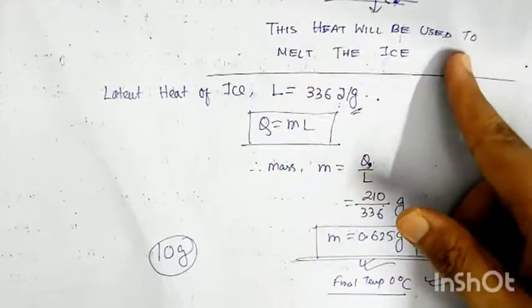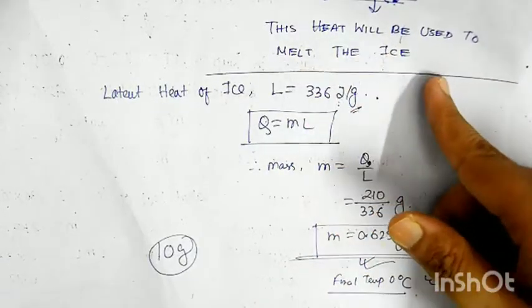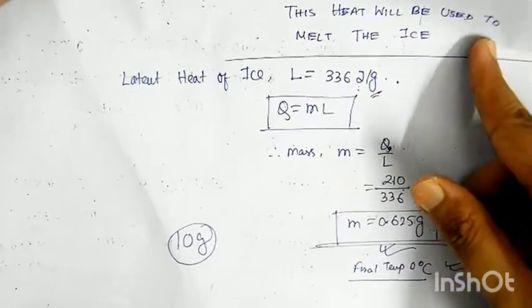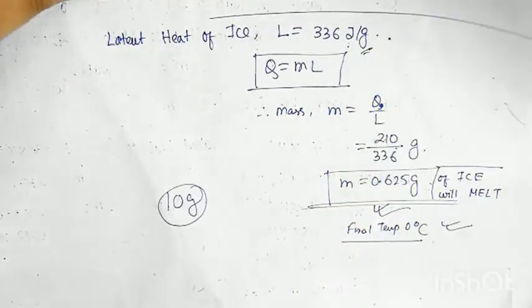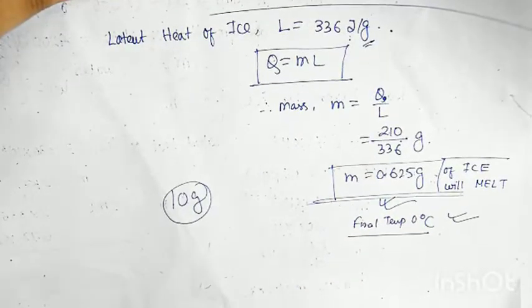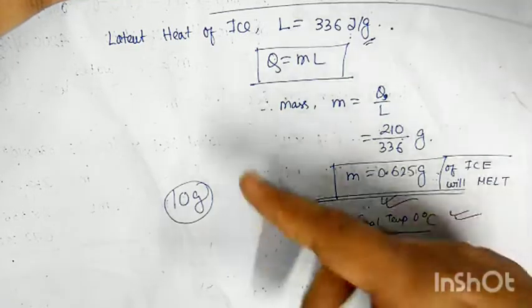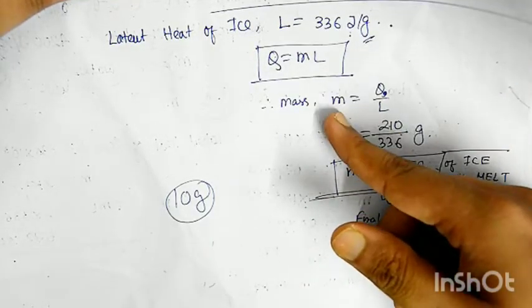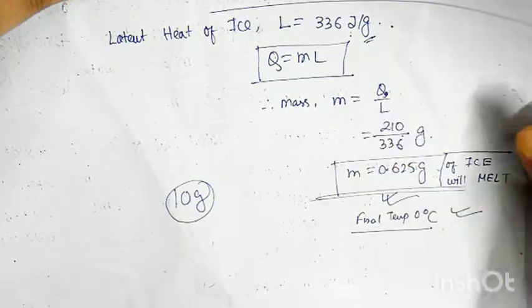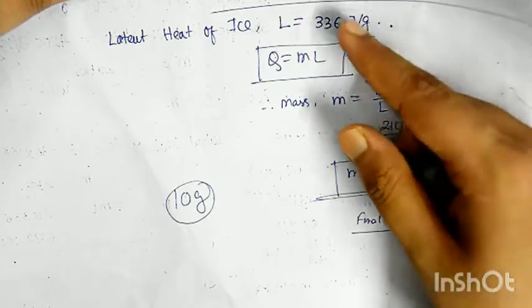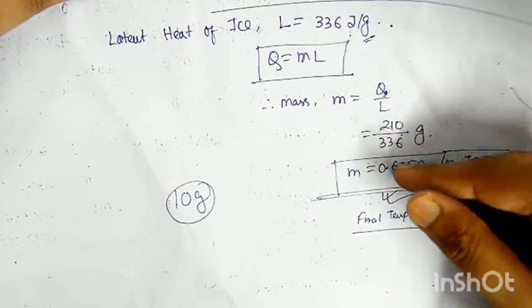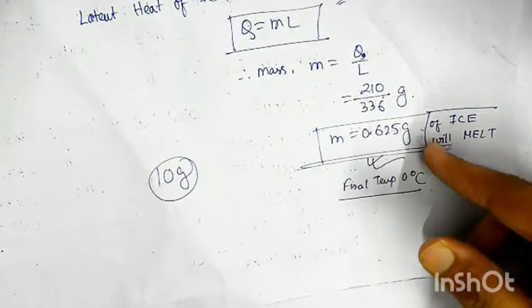This heat will be used to melt the ice. Easy. So how much amount of ice will melt? We know latent heat is given. Specific latent heat is 336 joule per gram. Q equals to mL. So mass that will melt is Q by L. 210 joule of heat is available. Latent heat is 336. Just dividing, I got 0.625 gram of ice will melt.